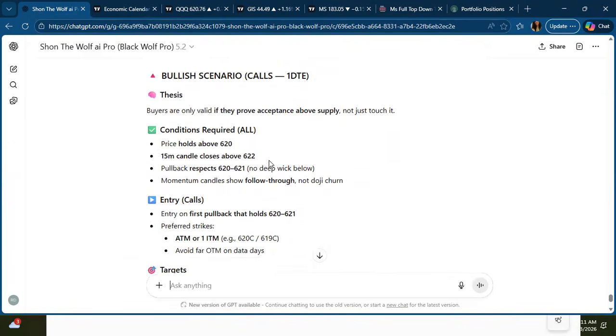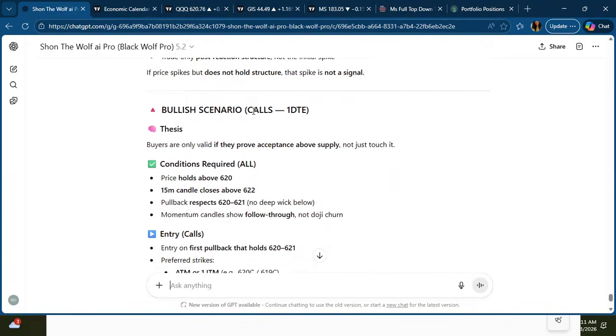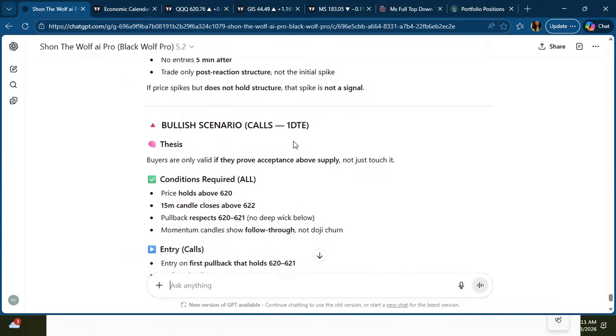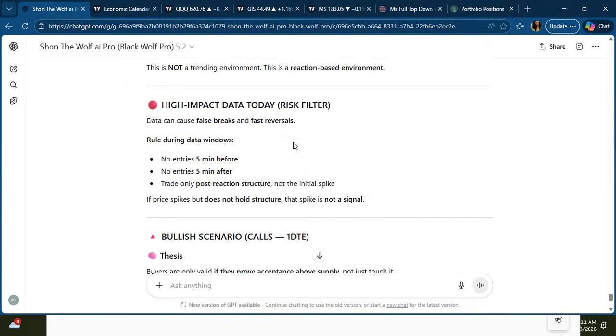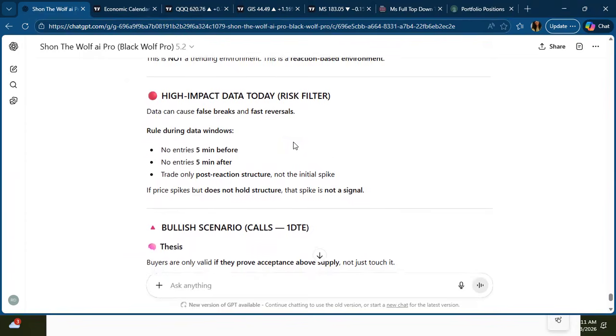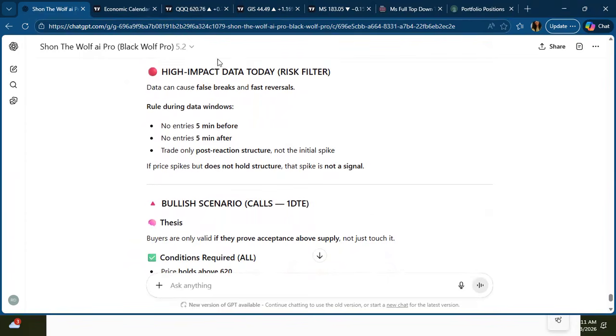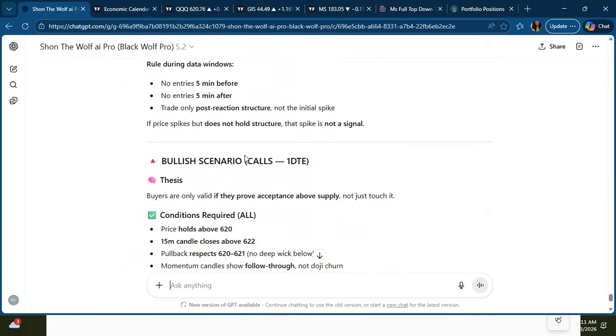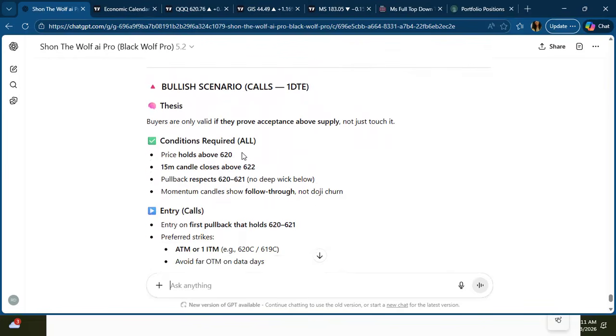So here is what we have. We have a bullish scenario provided. High impact data today, risk filter. So it's letting us know no entry 5 minutes before, no entry 5 minutes after. Give the market time to digest the data.